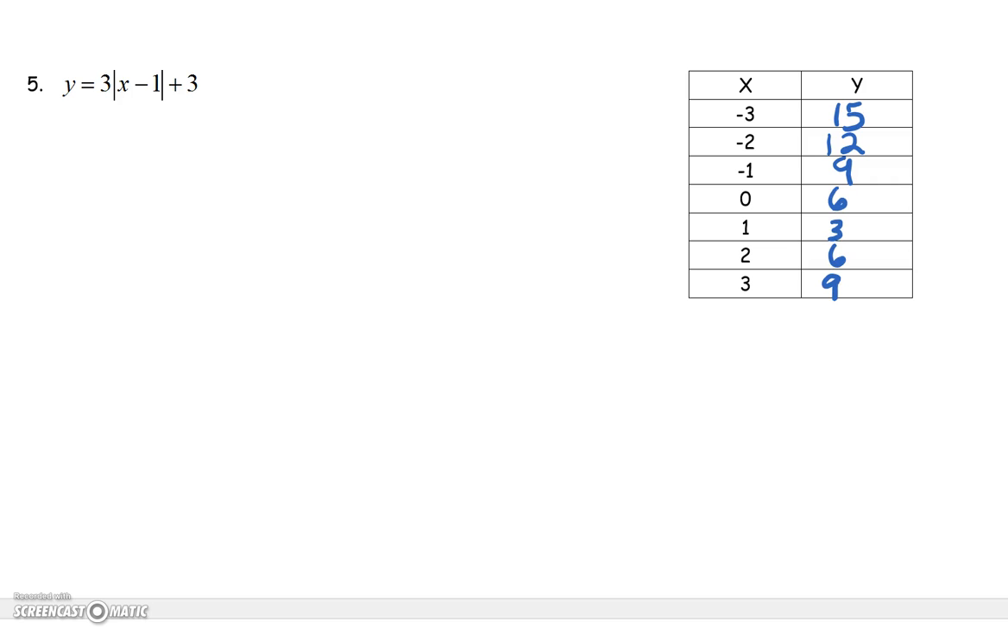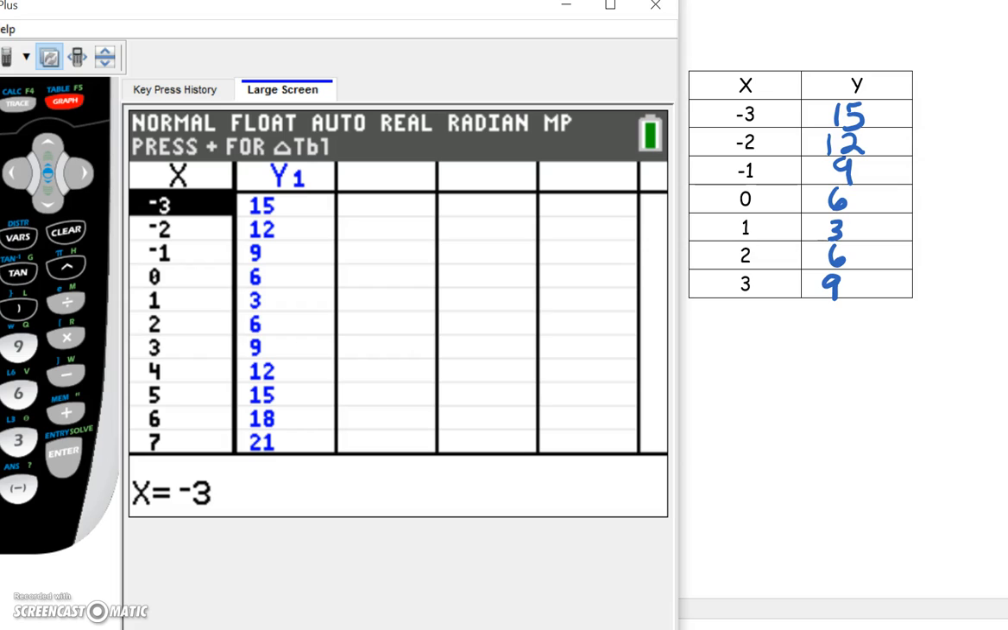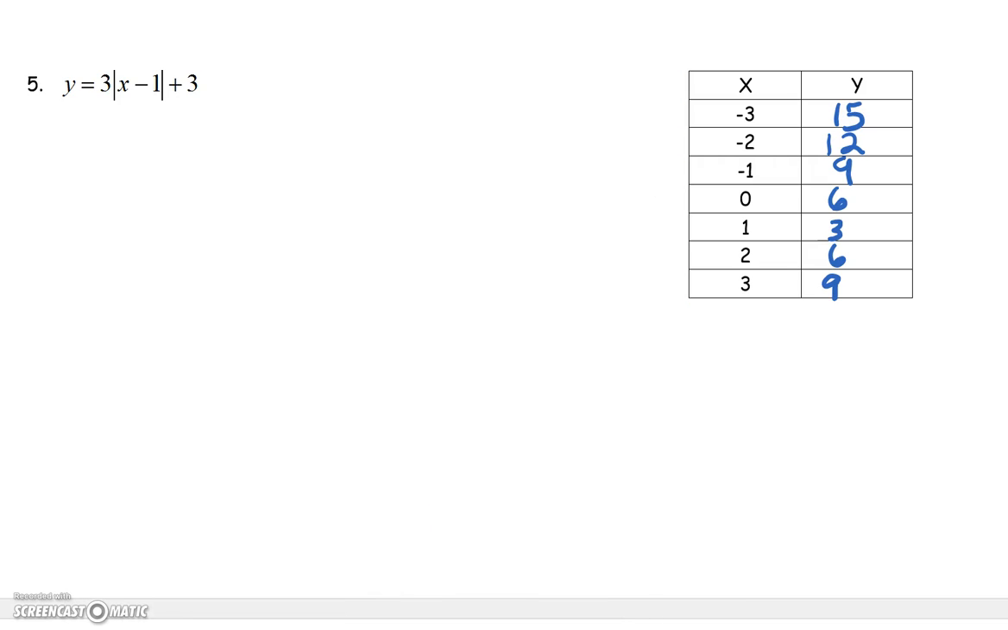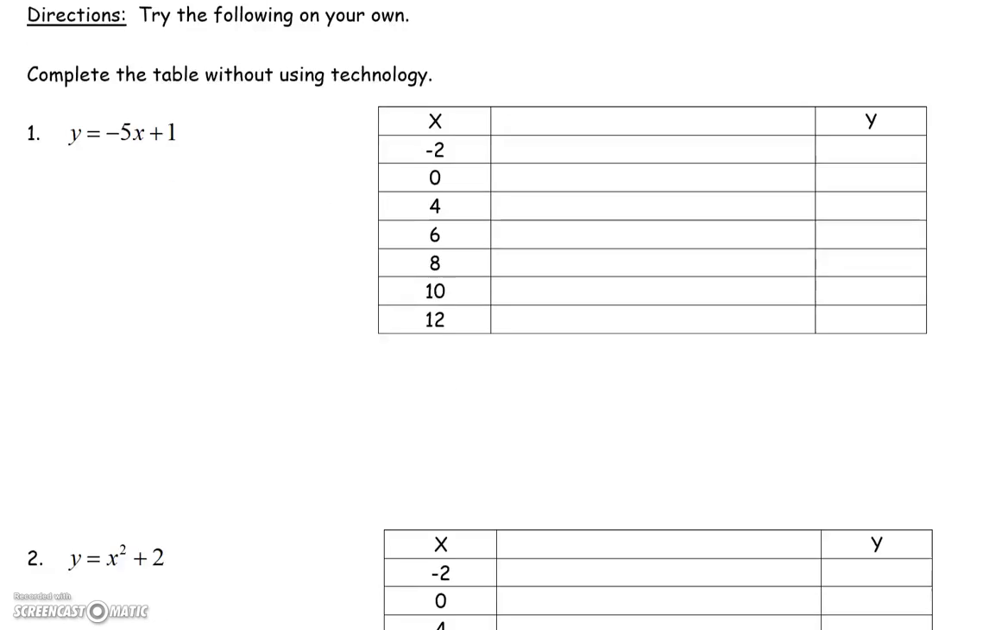Okay, so an input of 0 yielded an output of 6. An input of 1 yields an output of 3. An input of 2 yields an output of 6. And an input of 3 yields an output of 9. And once again, that matches exactly with our table in the calculator. The rest you can do on your own, and you can check the answer key provided.